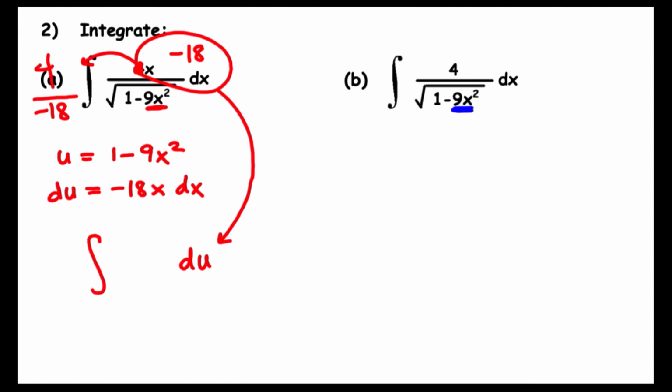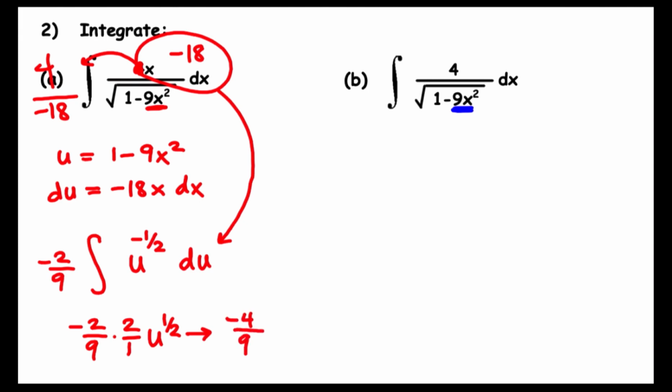Negative 4/18 is the same as negative 2/9 if you reduce it. And now we have u to the negative 1/2 power du. All right, here we go, negative 2/9. U to the negative 1/2, up by a power, that's u to the 1/2. Divide by the new power, that's times 2. All right, we're going to have a final answer of negative 4/9 u to the 1/2. The book might actually put it back in a square root, just for fun, plus C.